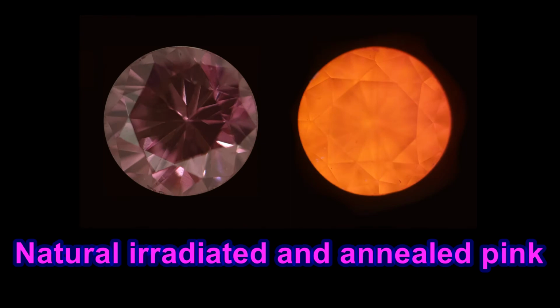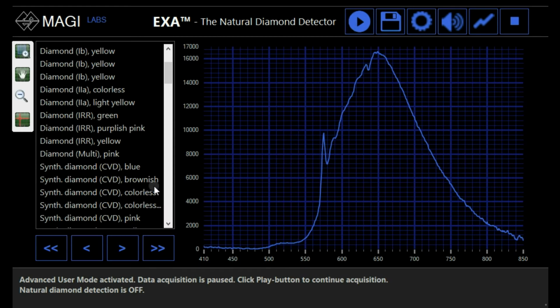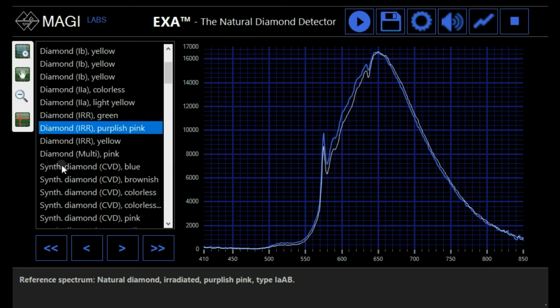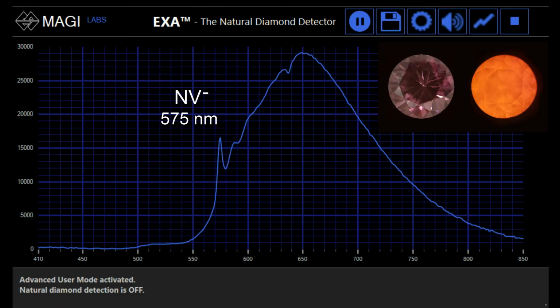Natural irradiated and annealed pink. This process requires a very specific and rare type of natural diamond. Low nitrogen type 1AA plus 1B may exhibit brownish, greenish, unattractive colors, and they are the perfect candidate to become beautiful, highly saturated purplish pink. The irradiation generates vacancies in the crystal lattice, and the annealing allows them to bond to the isolated nitrogen. This results in the creation of the negatively charged defect NV at 575 nanometers, producing a very attractive and rather unique purplish pink color.